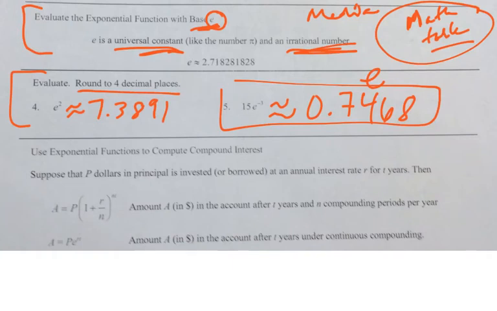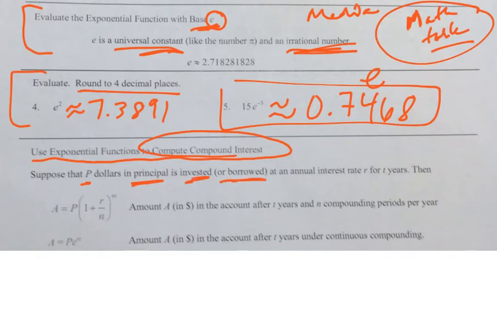Does anybody have a bank account? Does anybody have a savings account where you earn interest on your savings? Does anybody have a credit card where they apply interest on how much you owe them? Any of those actually uses exponential functions to compute the compound interest. So P is the principal, the dollars in principal that is invested or borrowed at an annual interest rate, r, for t years. Then we have these 2 formulas that we use to figure out how much money or interest combined with the principal has accrued.